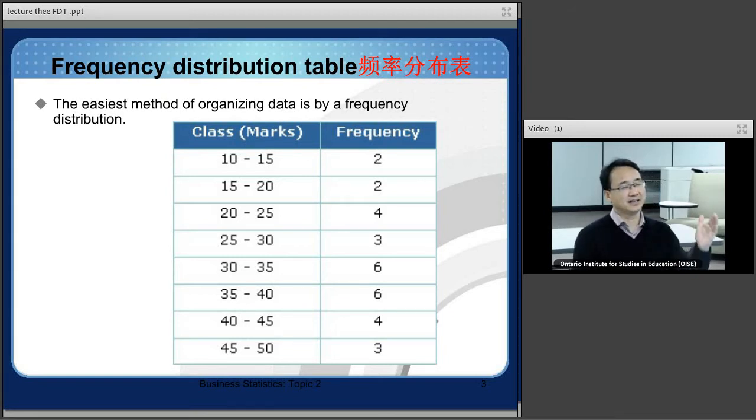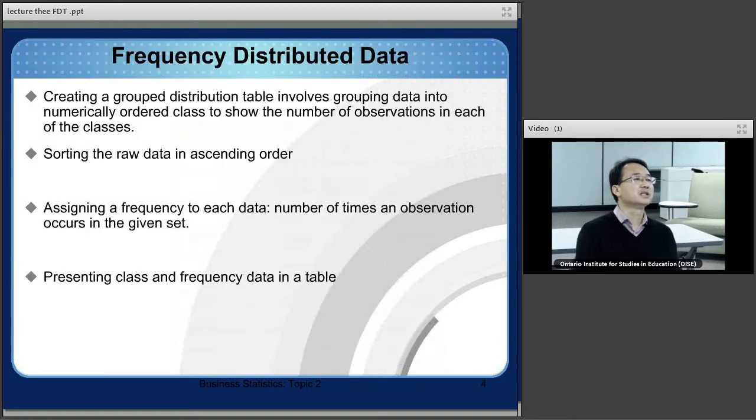We can see the left column is the class, that is the periods of, for example, students' marks. And the right column is the frequency. That means how many students have marks between 10 and 15. So this is the frequency distribution table. How to set up such a table? We need to follow these steps.